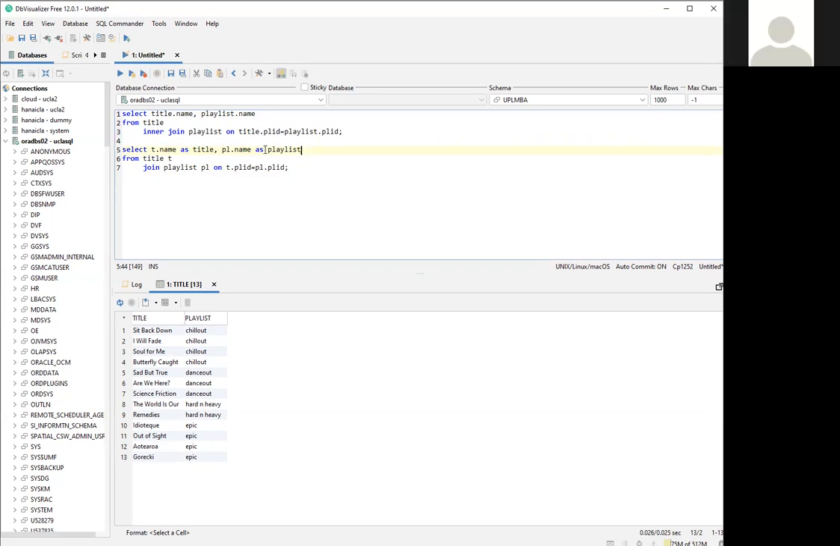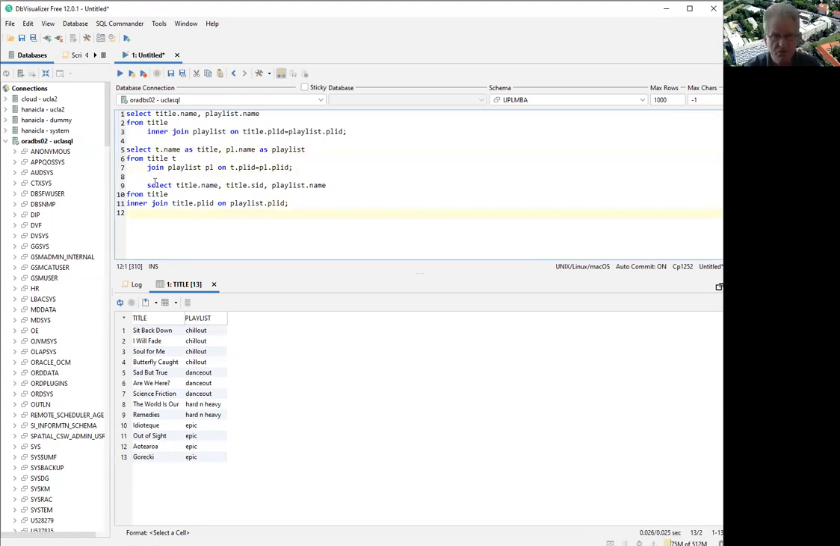Professor, I'm getting an error for this. Can you please tell me what's wrong with this query? Let's see, what is the error here? Title name, title SID, from title inner join. Your table is missing. From title inner join playlist. I will copy it over here. So this was Niraj's, this was yours here.